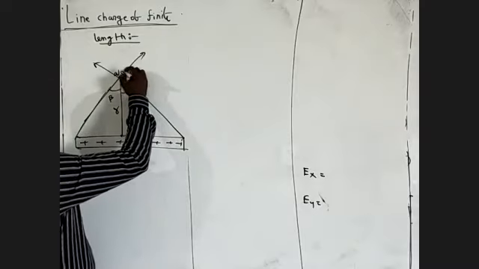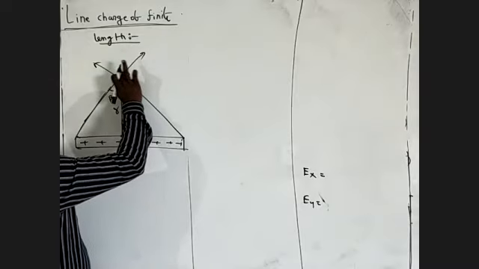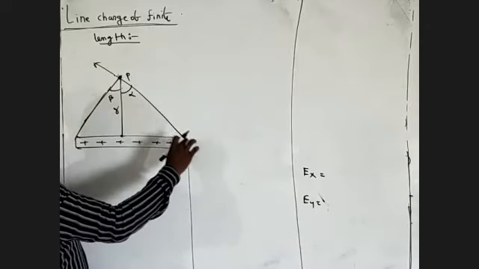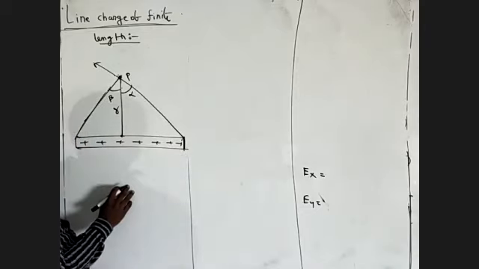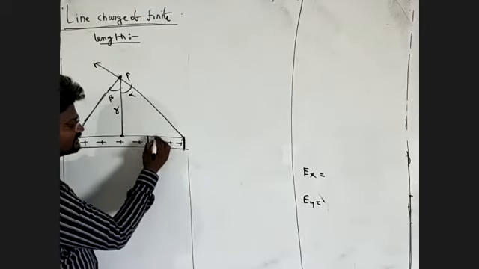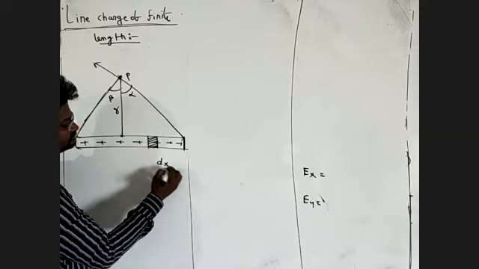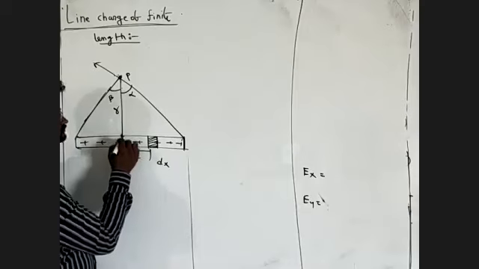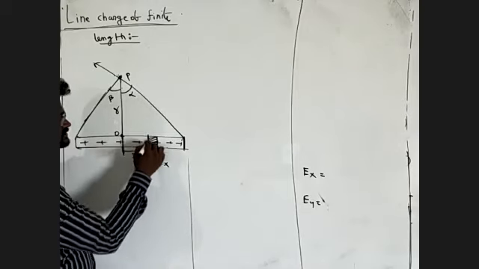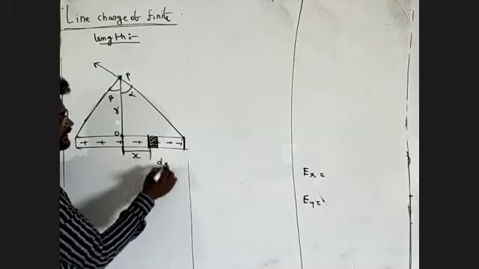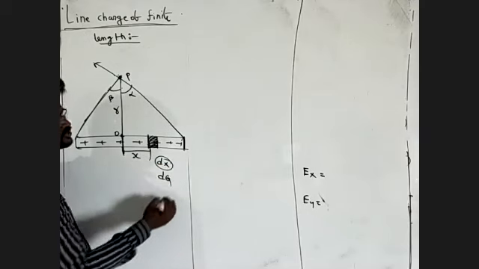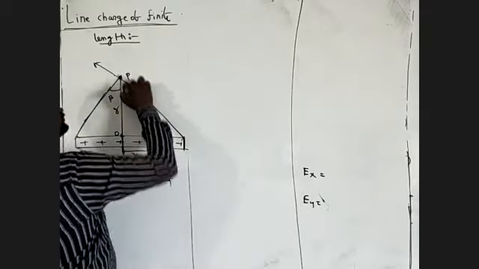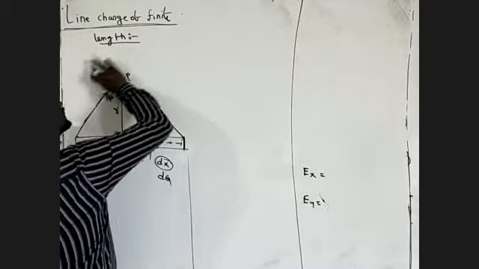This is a point P. I'm taking point P, with Q naught. Now I'm taking one side. This is a small element dx. From the origin point to here is a distance x. This small element has charge dq. Here also q. In which direction will it repel?